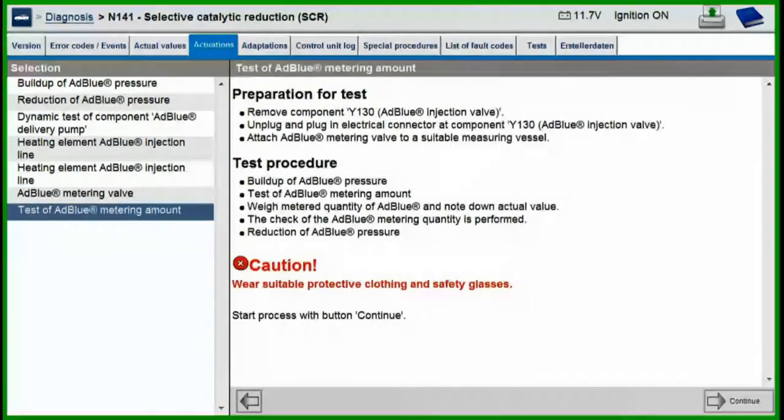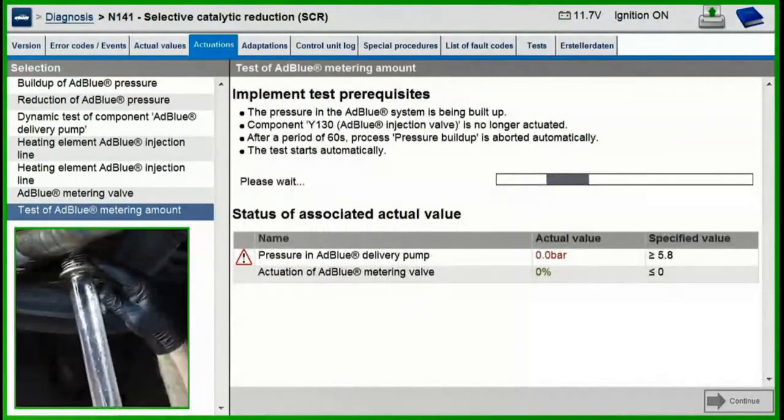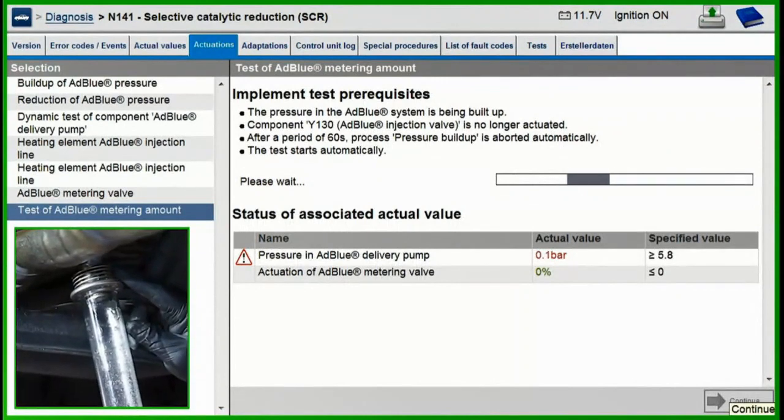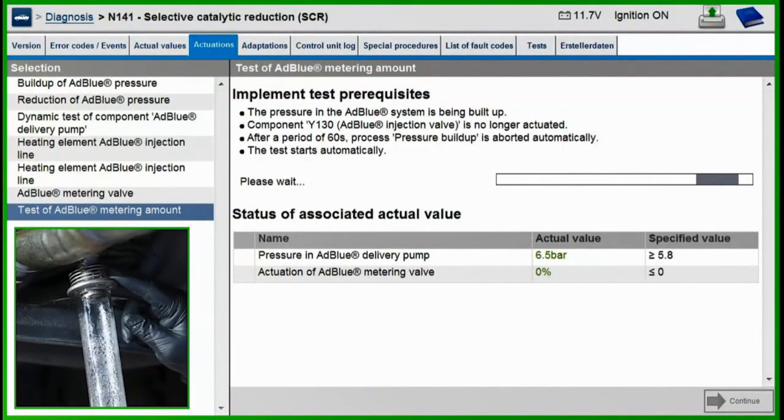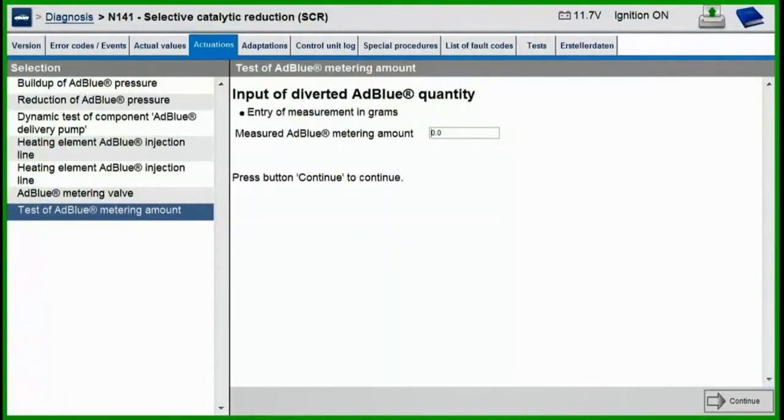Please do that. Remove the whole injector from the AdBlue components. Leave it plugged in with the lines hooked up, and put it into a measured container, is what that's telling you. This is a diagram of it being put in there. We're going to go through an elapsed time test because it takes some time to go in there. We can check the pressure as well. And then we get the amount.